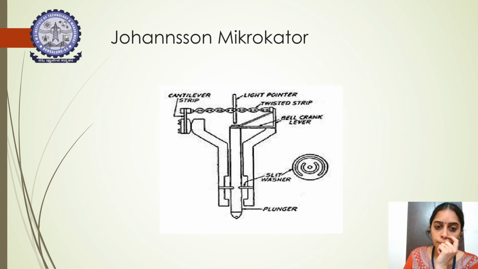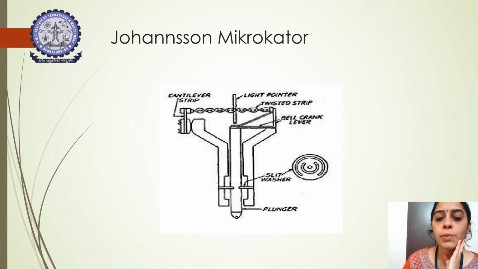So this is the diagram of the Johansson Mikrokator. At the bottom you will have a plunger. Here you will have a slit washer. This is the light pointer we explained, a glass one which is placed here. This is the bell crank lever mechanism, and this is the twisted strip which has been employed, and here will be the cantilever strip.